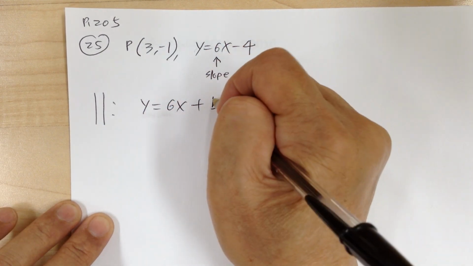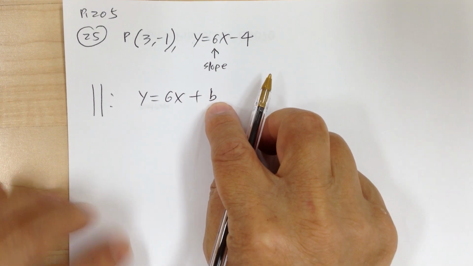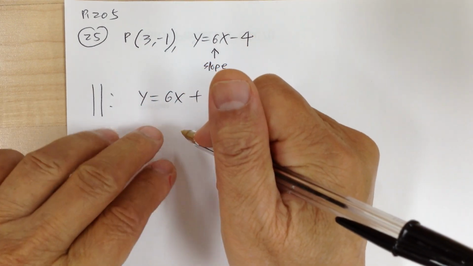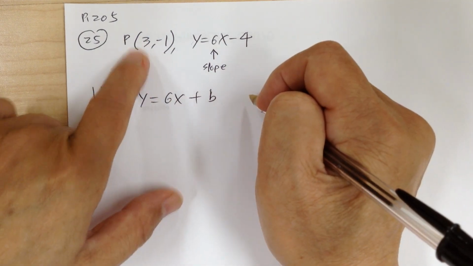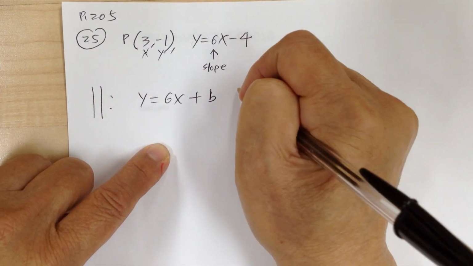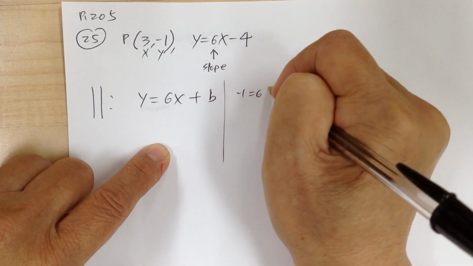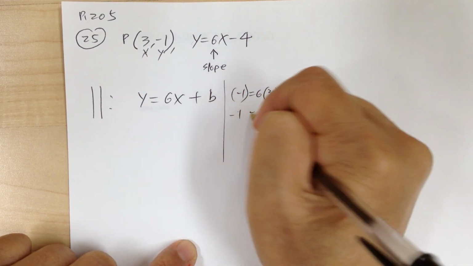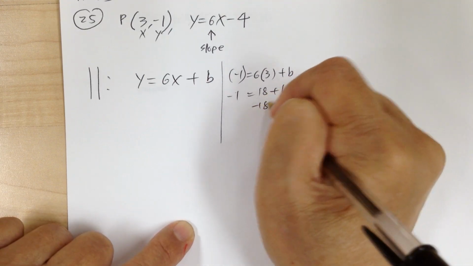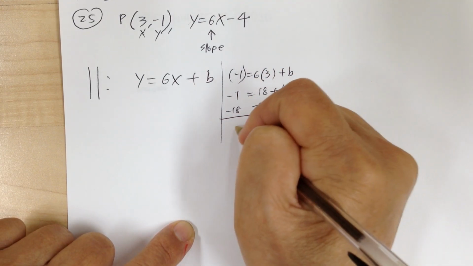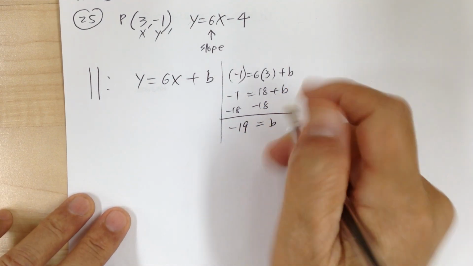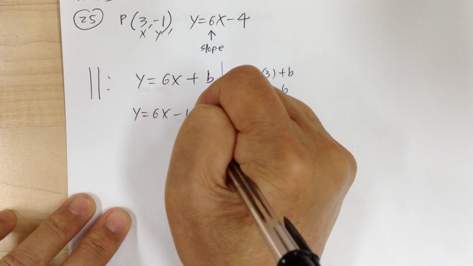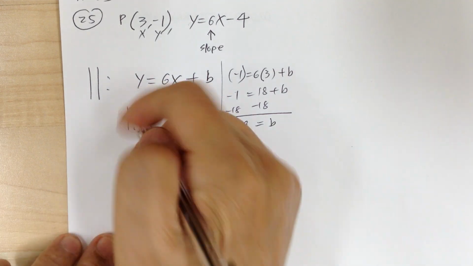Now to find the b, since the line has to go through this point, you have to put this point inside here. To avoid losing track of what we're doing, I'm going to go off to the side and use that. So that's your x and the y. You get -1 = 6 times 3 + b. So -1 = 18 + b. Minus 18 on both sides, so b = -19. Once I find b = -19, I put it in here, so y = 6x - 19. So that's for my parallel line.